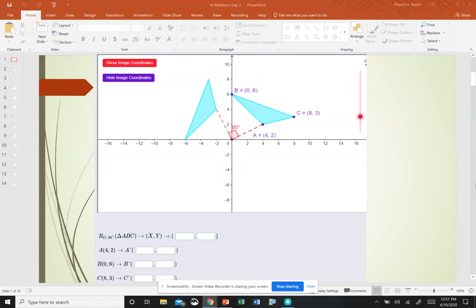Hey guys, so we're going to focus more on rotations. It's exactly the same learning goals. We're just focusing on rotations. It'll be super exciting. All right, so we're going to show image coordinates.